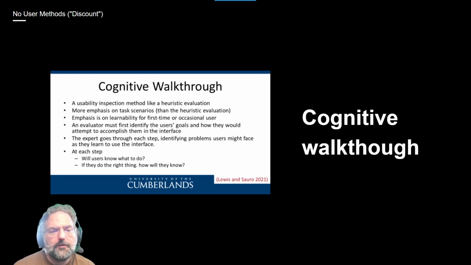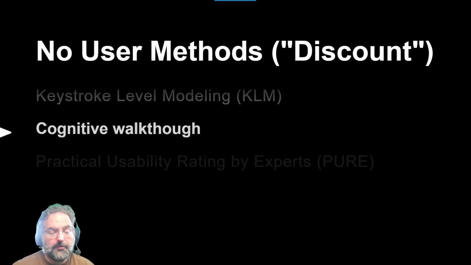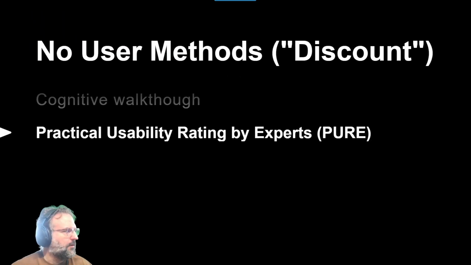An expert goes through each step, identifying the problems the users might face as they're learning about the interface. And at each step, will the user know what to do? If they do the right thing, how do you know? So what sort of feedback do you give them? So it's identifying the activities involved to reach your goal as a user, and then how do you know that you've met it? So is there a feedback loop of some sort?